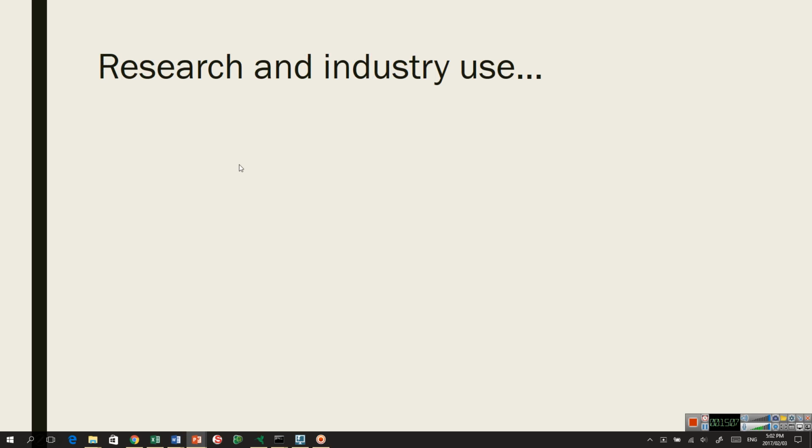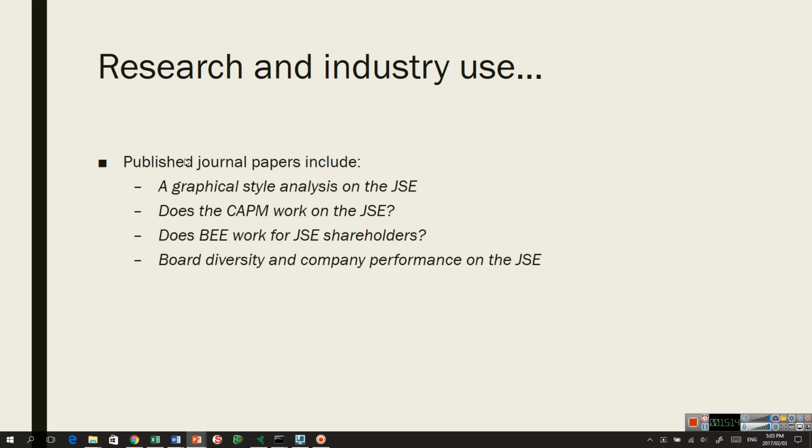Then just in closing, to show that we have found this style engine of ours to be very powerful, we have published a number of papers. These are some of them. The first one, which we published in 2012, was a graphical style analysis of the JSE, and we looked at many of the things we've mentioned here. We looked to see, does size make a difference? Does value outperform growth? And if so, when? Does liquidity make a difference? Do dividends count? And so on. You should go and read that paper. It's in the Investment Analyst Journal if you're interested.